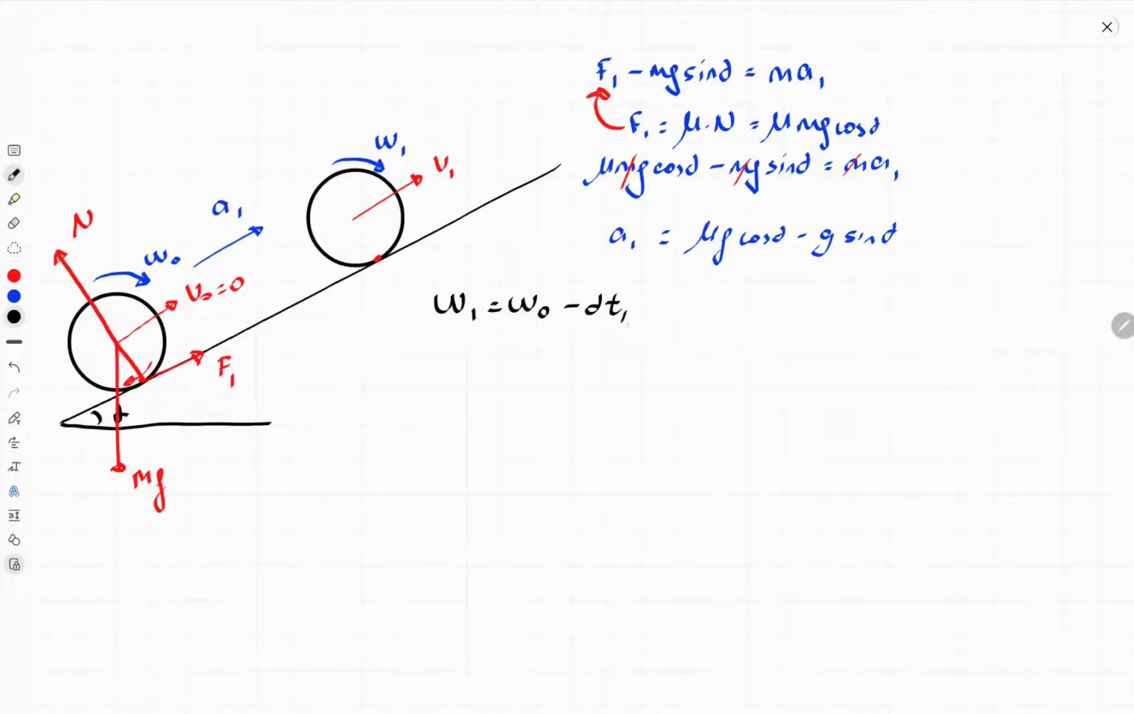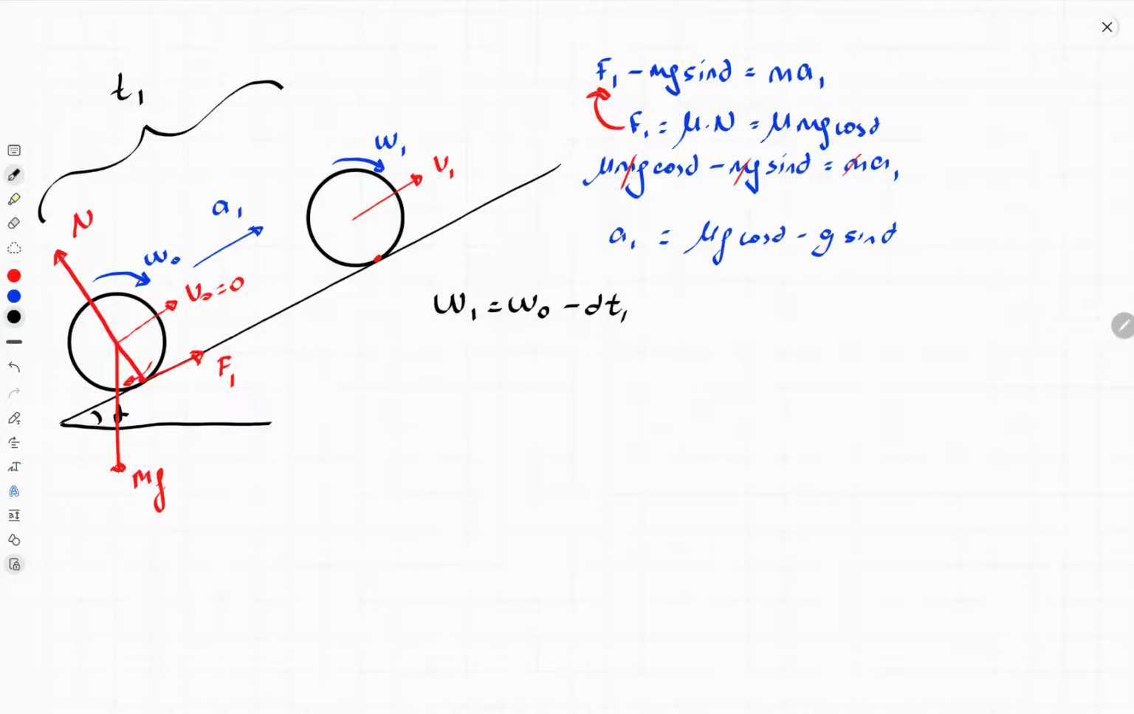Basically, this is T1. T1 is the time until the sliding process ends. So this time equals T1. T1 is the time when it slides, basically.